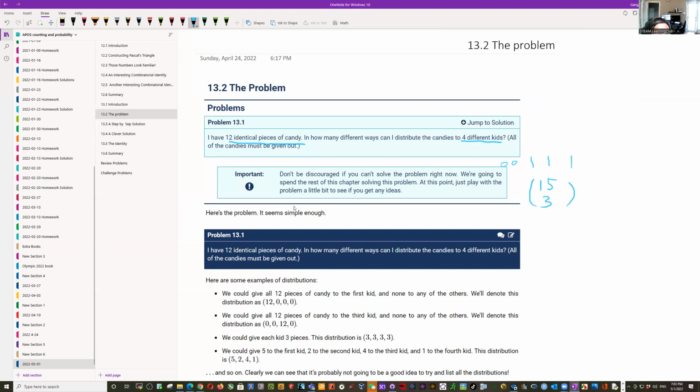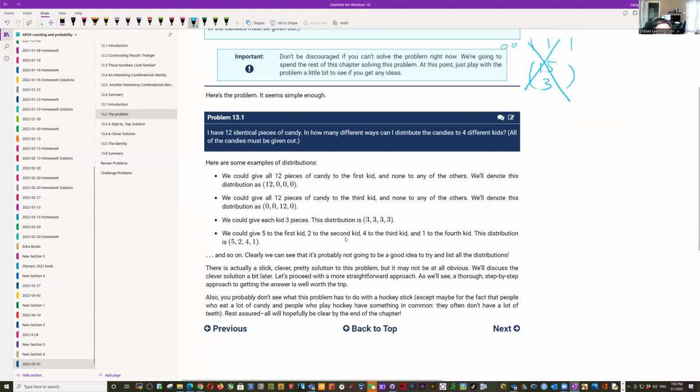But basically, let's say that we are not using this. Let's just try to solve it by brute force. Let's see how troublesome it is. So if we do it by brute force, we can give all 12 candies to just the first person, or the second person, or the third person, or the fourth person. So basically, I have 4 ways to do it.